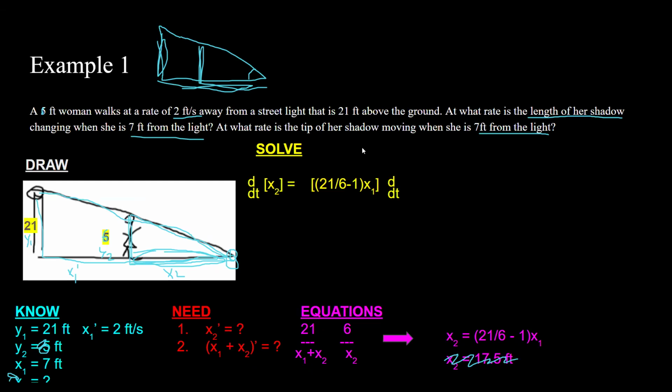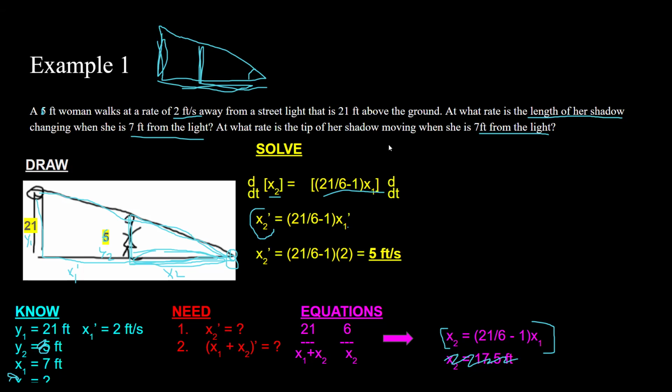This is one of the hardest related rates questions you could get. So this is the equation that we're taking the derivative of. We do d/dt to both sides. Now look what we have here. The derivative of x2 is just x2 prime. The derivative of this, we put this thing to the side, and then it's x1 prime.